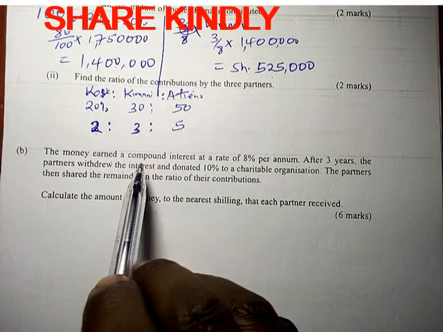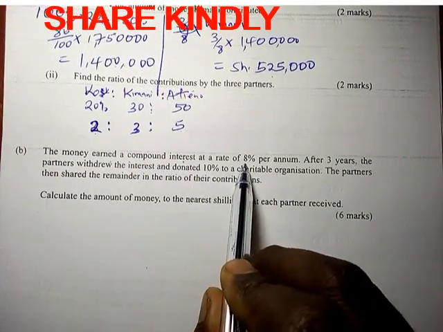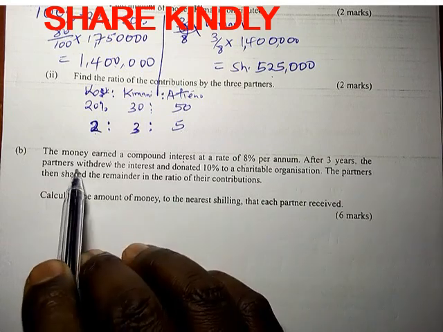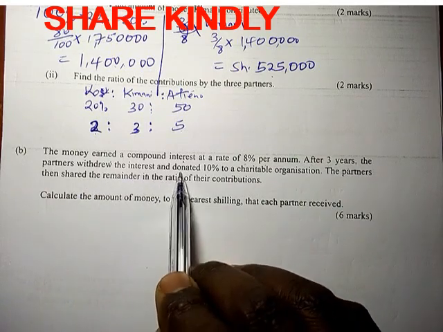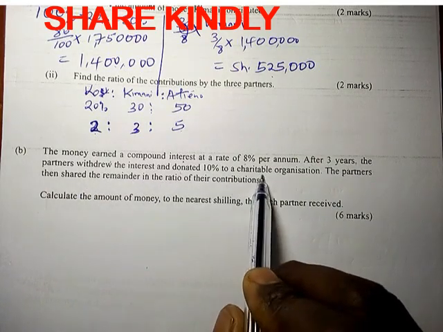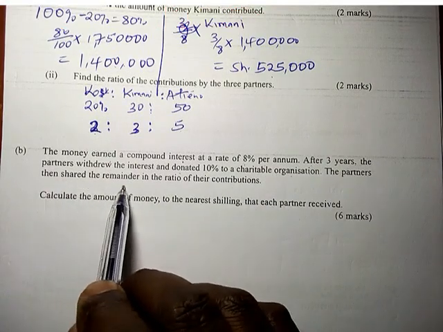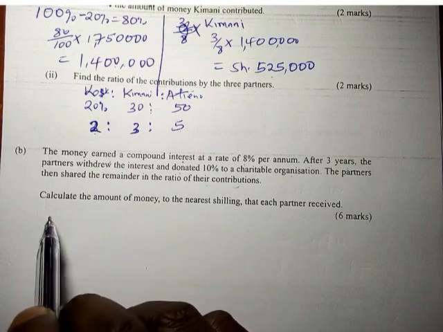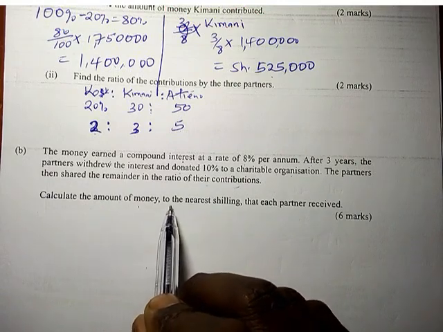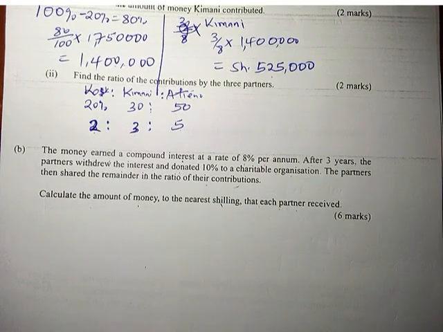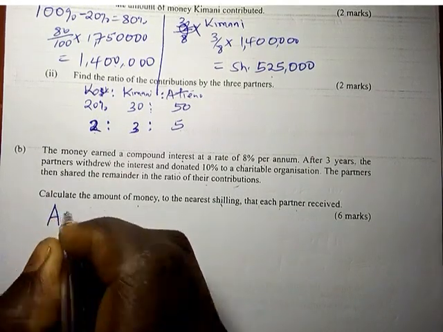The money earned compound interest at a rate of 8% per annum. After 3 years, the partners withdrew the interest and donated 10% to a charitable organization. The partners then shared the remainder in the ratio of their contribution. Calculate the amount of money, to the nearest shilling, that each partner received. So let us calculate the amount.